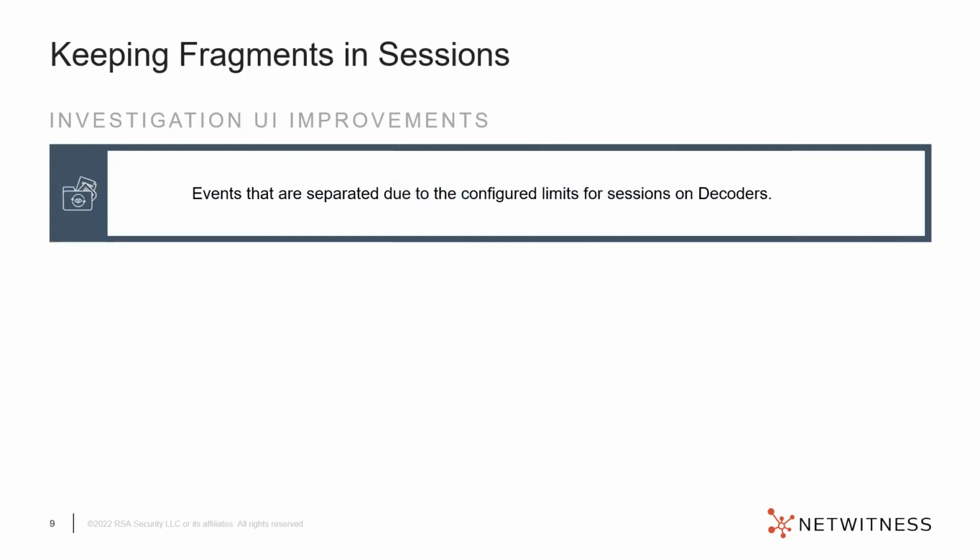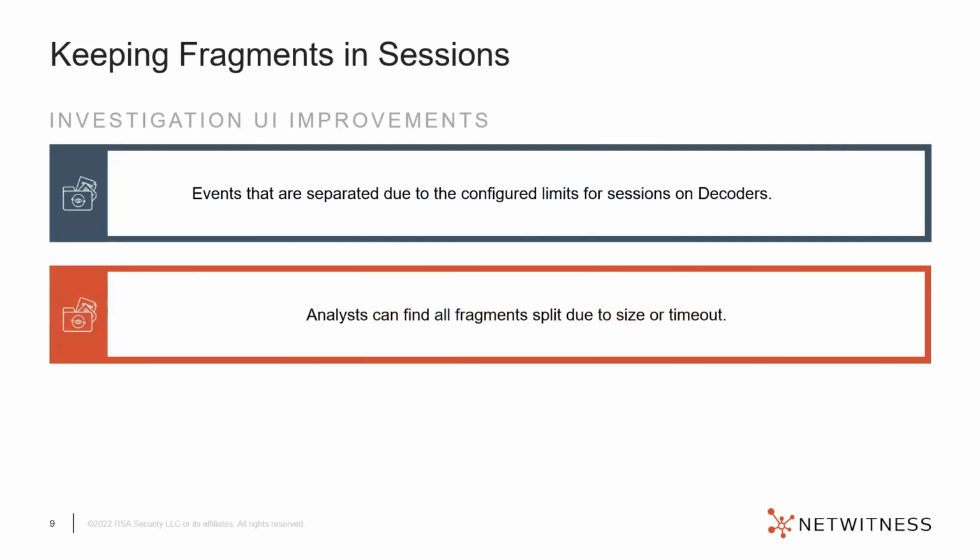Now we'll be moving to the next UI improvement, which is keeping fragments in session. First, what are fragments? Fragments in sessions are events that are separated due to the configured limits for sessions on decoders. This fragmentation can occur because of size, whose default is 32 megabytes, or the timeout, whose default is also 60 seconds. The new update enables analysts to find all fragments that split due to size or timeout, even when these fragments are not present in the results or not displayed together when using the group events toggle button that you will see shortly in the demo.